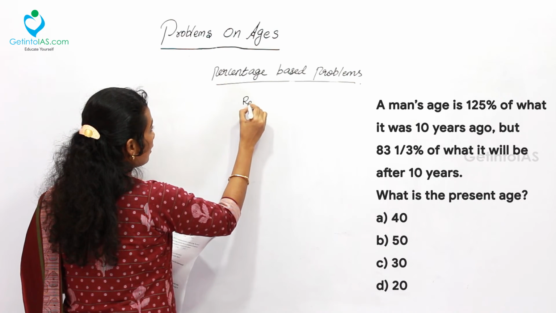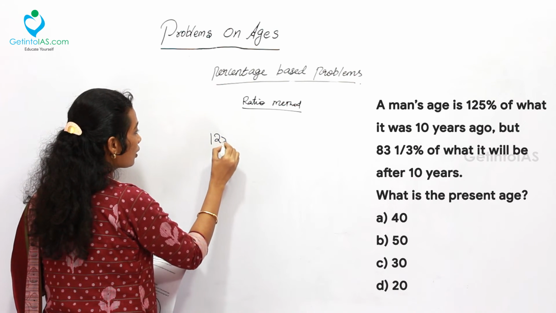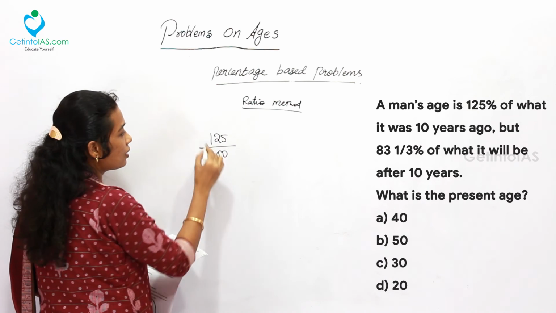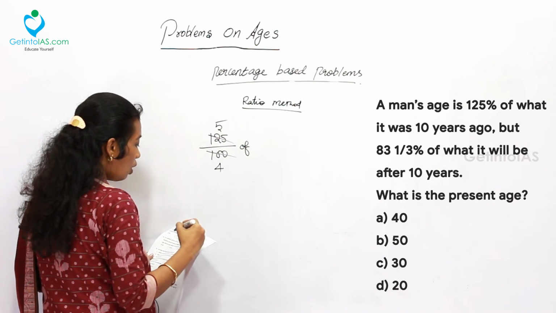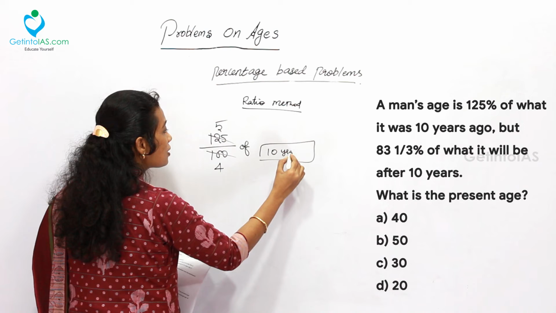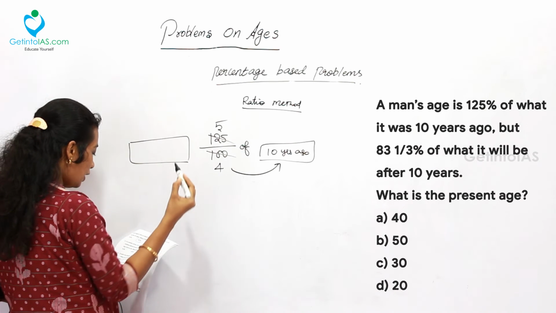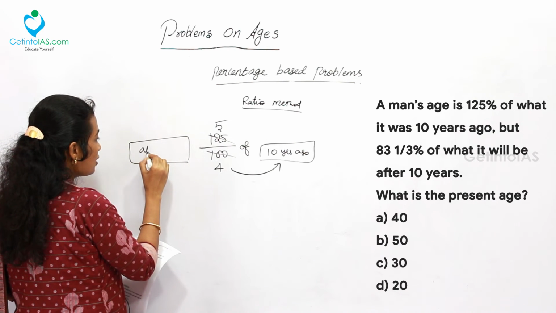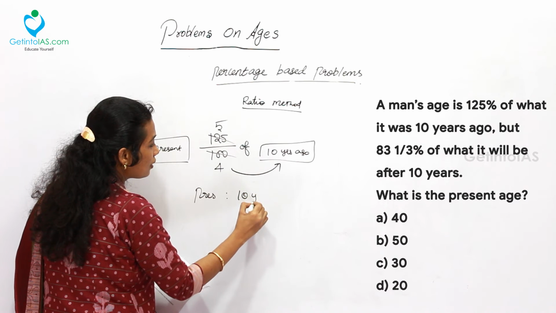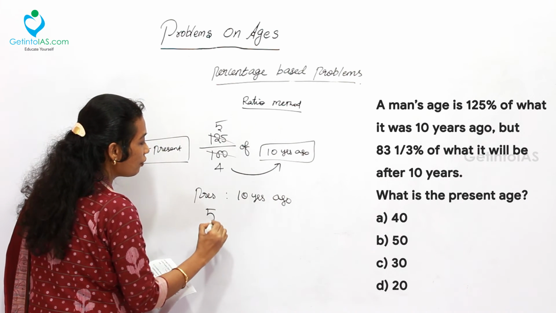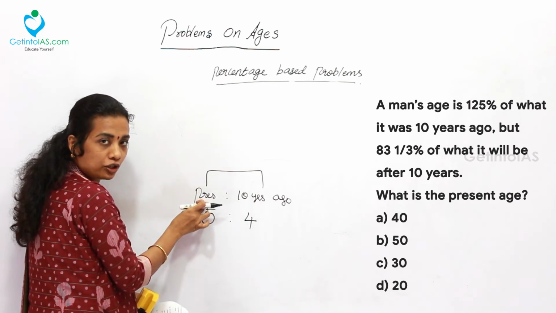So, we are going to solve it under the ratio method. Which one is the easiest one? A man's age is 125%. 125% means 125 by 100. Simply here, what is the ratio? 5 times 25, 4 times 25. Of is given, what it was 10 years ago. 10 years ago, that is the denominator, is 4 units. The preceding parameter was at present. Simply I got this. So, present to 10 years ago, I am going to take the ratio 5:4.